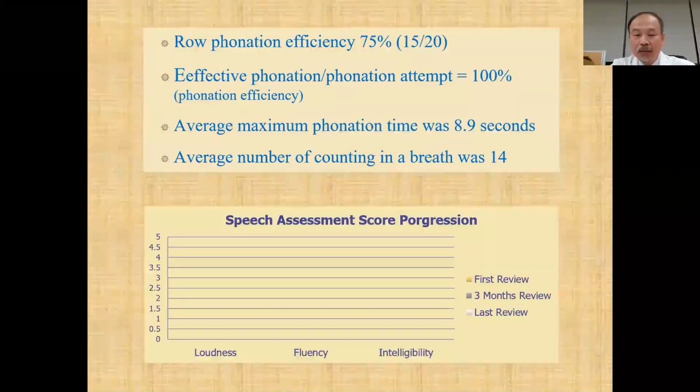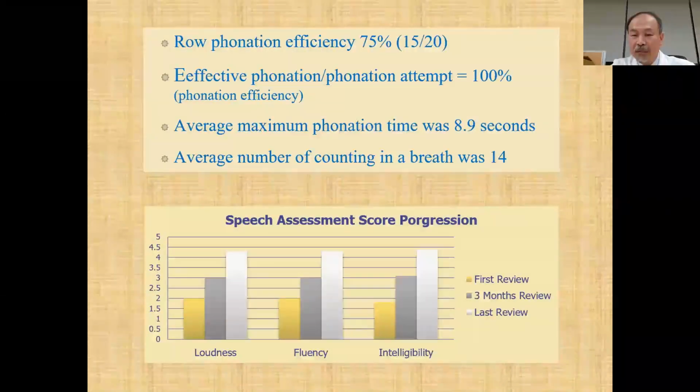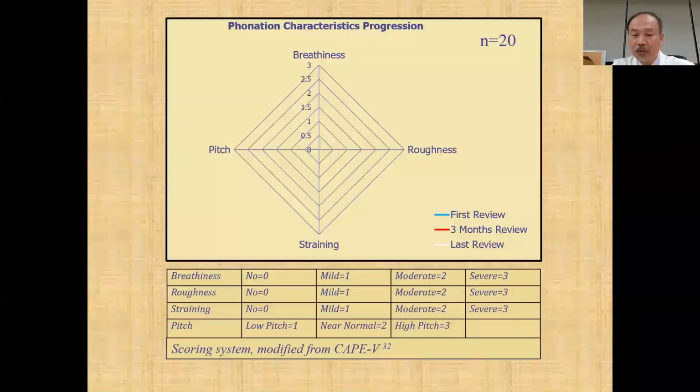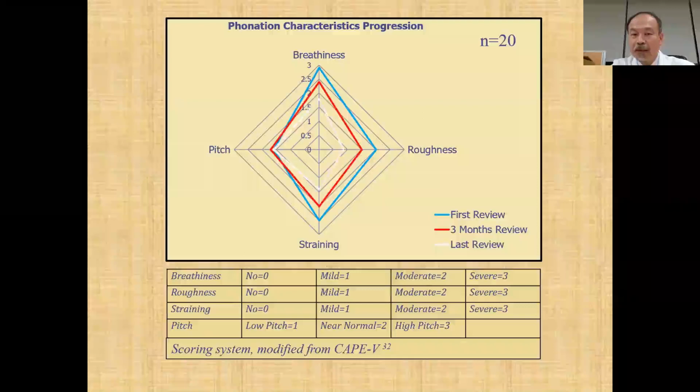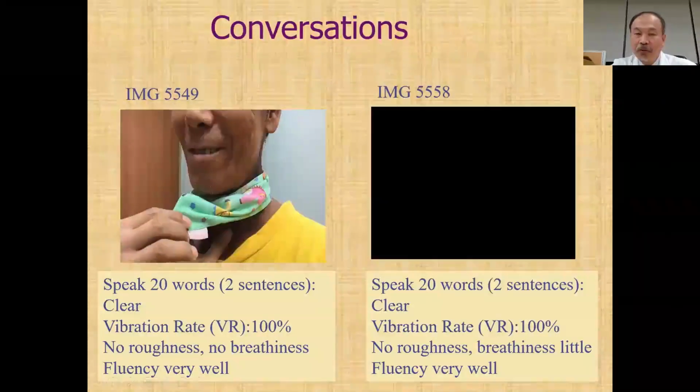And about the quality of the voice, the loudness and fluency and intelligibility in the first review are not very good. And then as time goes by after rehabilitation, it gets better and better. And about the briskness, roughness, straining, and the pitch, in the first review also not very good. And then as time goes by, it gets better and better, except the pitch, which is still the same pitch sound. And here, most of our patients can achieve the conversation level.